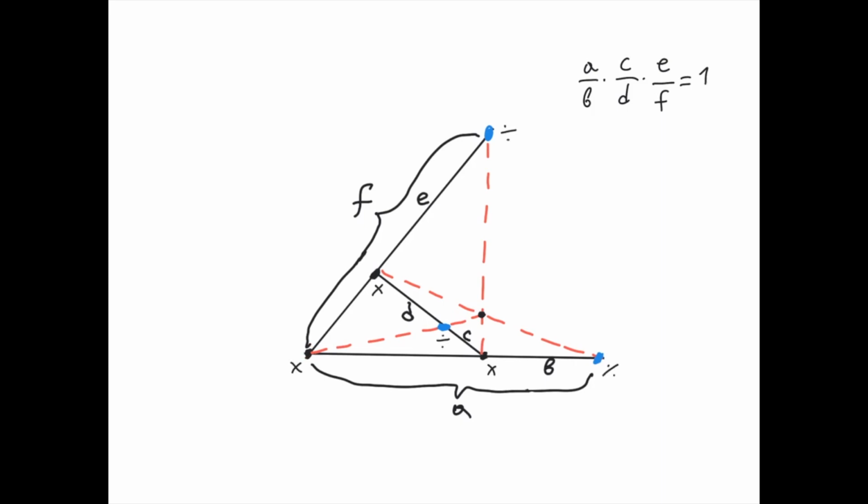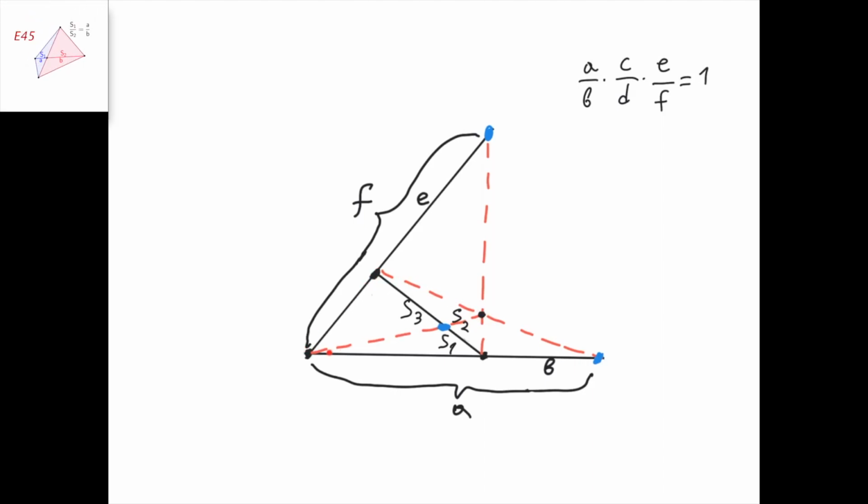You can use the same mnemonic to remember this. It is A divided by B times C divided by D times E divided by F equals 1, where the blue points have division and the black points have multiplication. And the black points are just the vertices of our triangle, while the blue points are the ones that are chosen on the sides of the triangle or on the extension of the sides. For the proof, we need to consider the following areas. Let S1 be this area, let S2 be this area, and let S3 be this area.